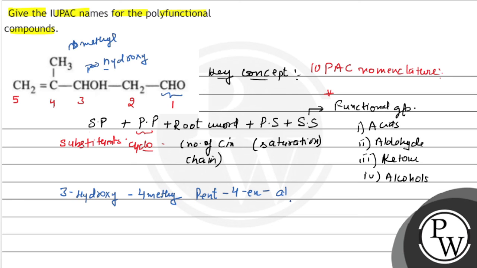and 4 en al. We could either write 1 here, or we could skip it, because if nothing is mentioned, then it is understood that its position is at first. So 3 hydroxy 4 methyl pent 4 enal would be the correct name for this compound. Hope you understand it well. Best of luck.